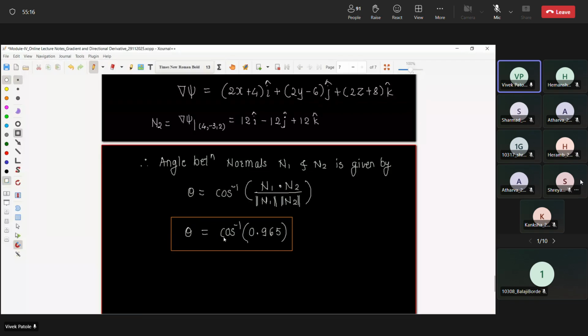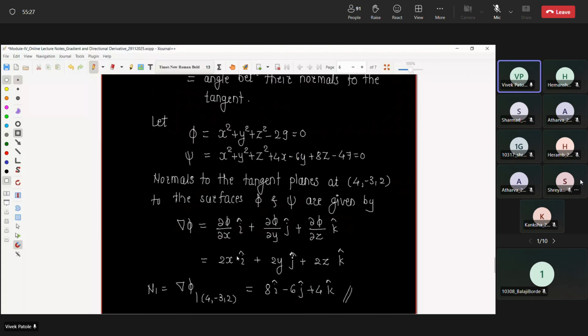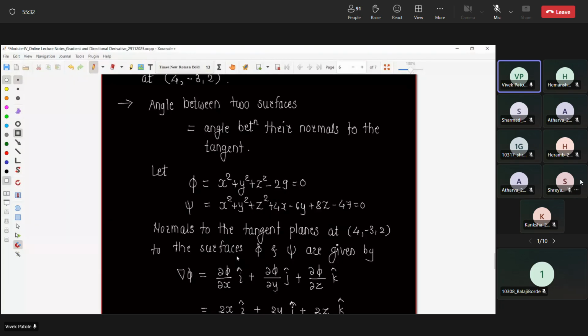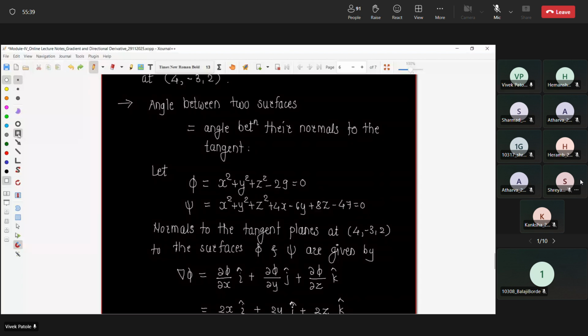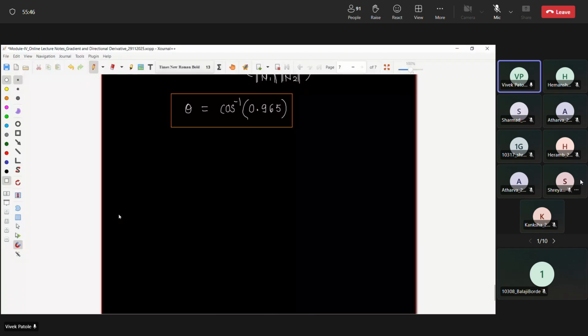So this is how we can evaluate the angle between two surfaces. Everyone understood? Yes sir. So the angle between two surfaces is the angle between their normals to the tangent plane. Here I missed the word plane, sorry. Tangent plane. Okay. Now we will take the example on directional derivative.